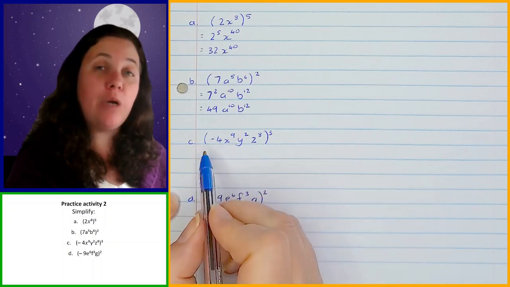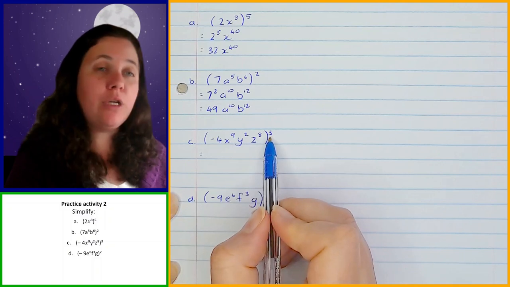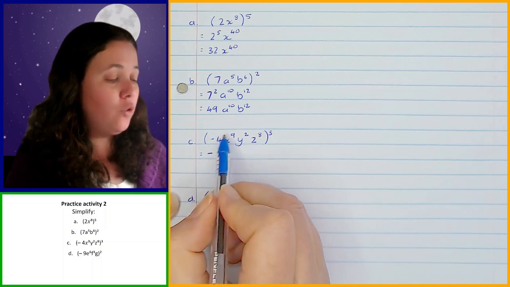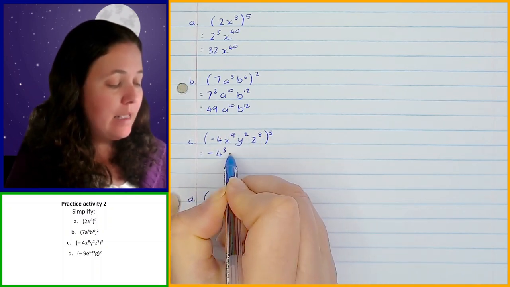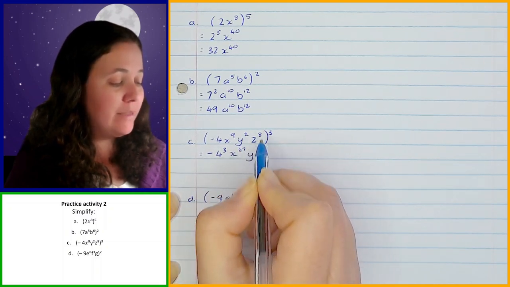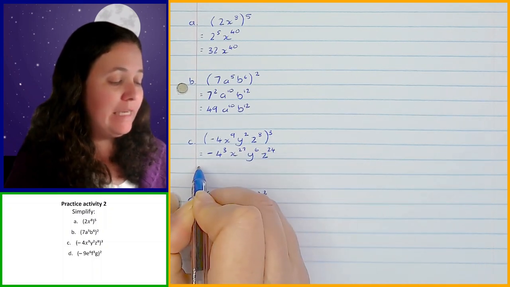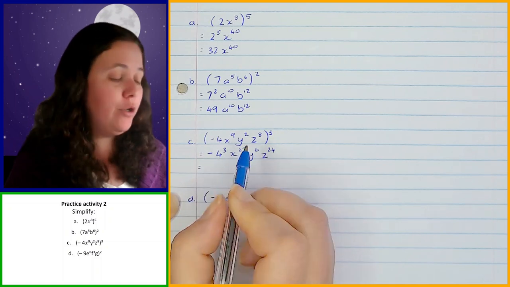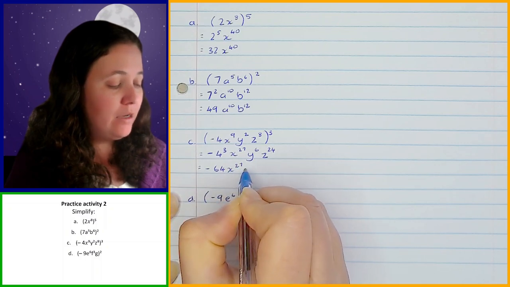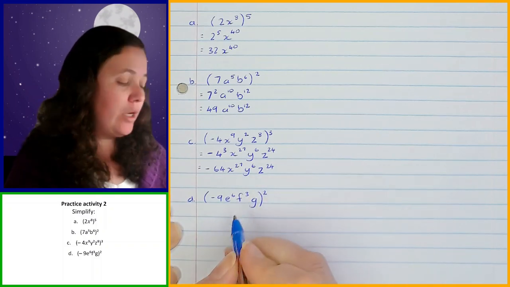Question C, now this one I do have a negative, so I first need to determine, is my answer going to be positive or negative? My exponent is odd, which means that this is going to stay negative. So it's going to be negative, and then 4 cubed, x to the power of 9 times 3 is 27, y to the power of 2 times 3 is 6, and z to the power of 8 times 3 is 24. Now I need to simplify. I can't leave it like that. I need to change that 4 cubed, and that becomes 64. So it's negative 64, x to the power of 27, y to the power of 6, z to the power of 24. Okay, and then the last one, question D.